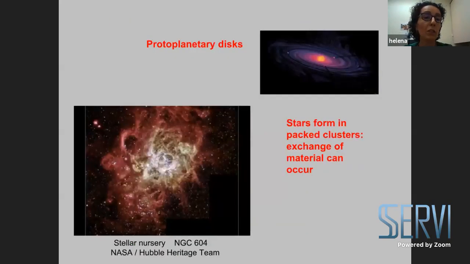So the conclusion is that this object would have to be captured. If it could not have formed in the solar system, then it was captured from another star. And why? Because stars form in clusters, and as they are forming and as their planetary systems are forming, exchanges of material can occur.